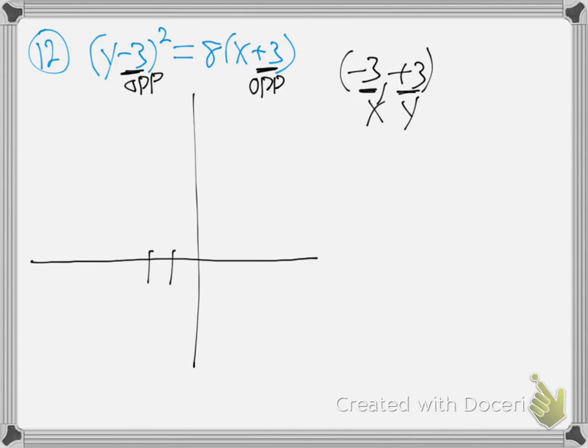So back 3, up 3, right there is the center of the parabola. Now, if that's the center, we determine which way this thing is going to open. Is it going to go up, down, right, or left?